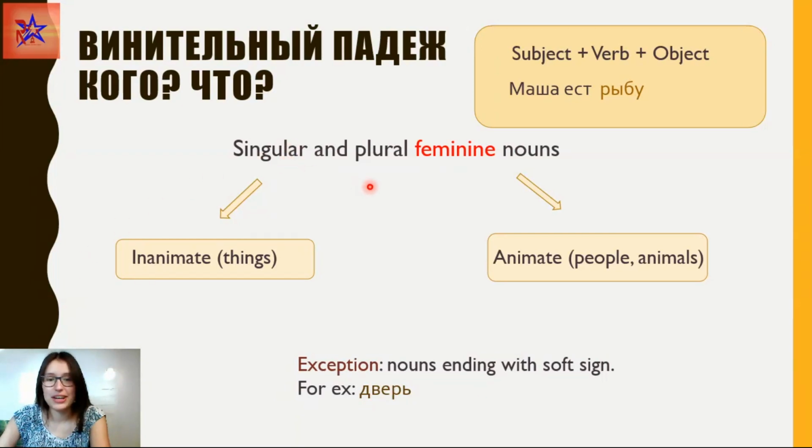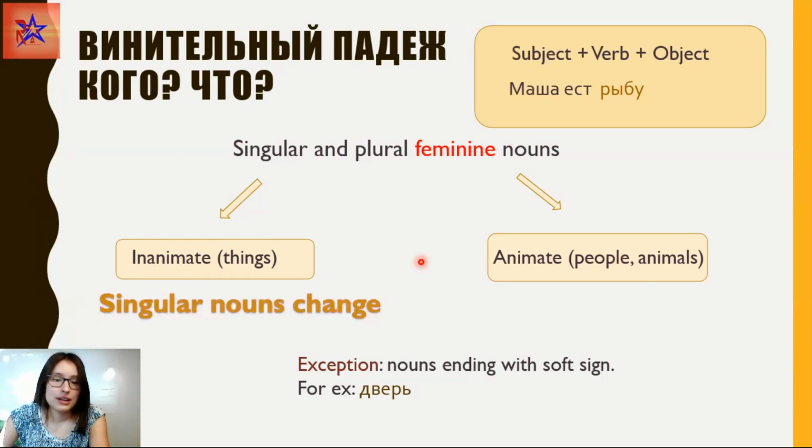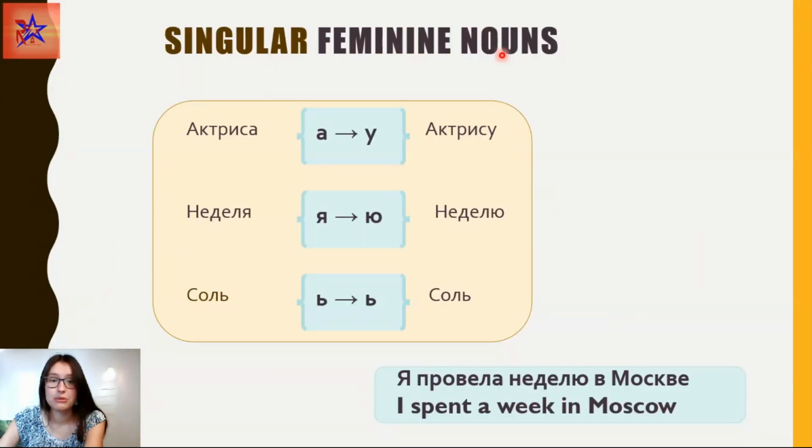And now let's move to the singular and plural feminine nouns. Animate things and inanimate again. So, actually, in inanimate things, just singular nouns change. So if you have a plural feminine noun, inanimate, it doesn't change. Exception: nouns ending with a soft sign, like дверь, it won't change. Animate things, people, animals, they change actually. So you will see different endings.